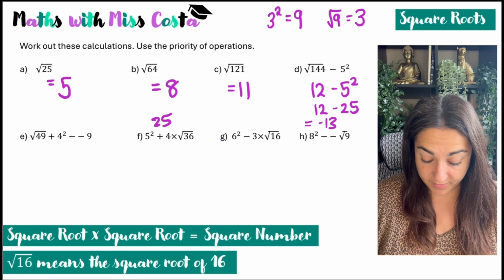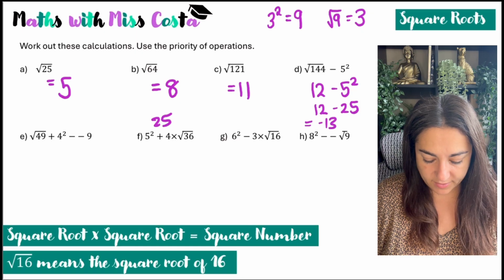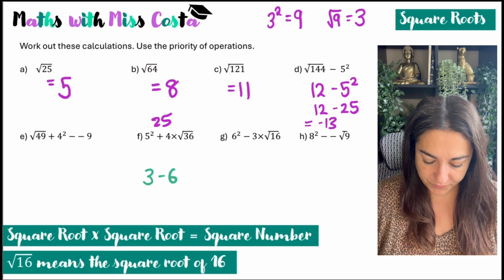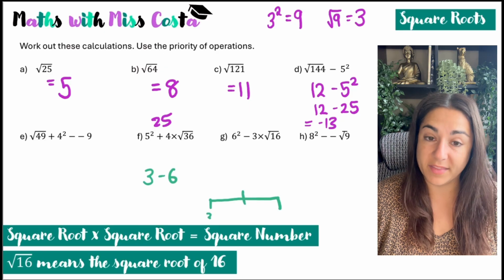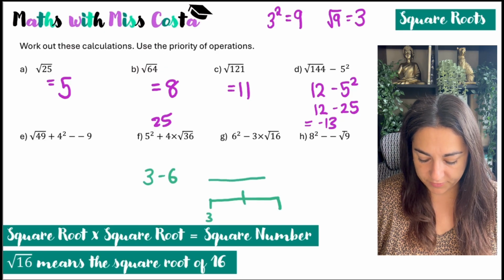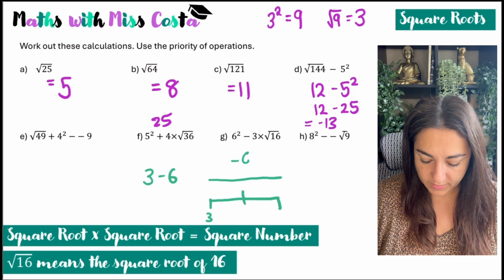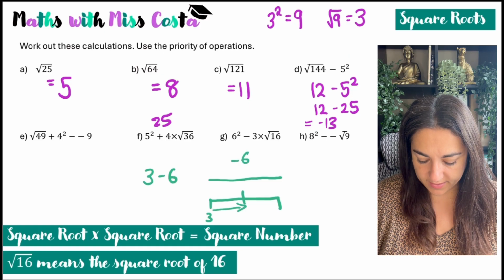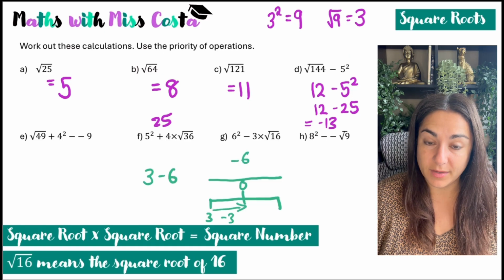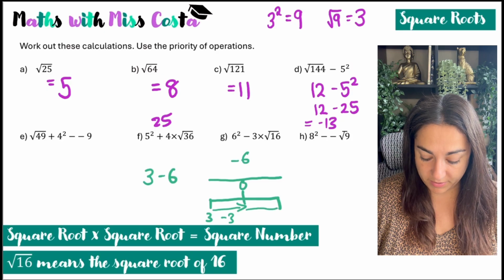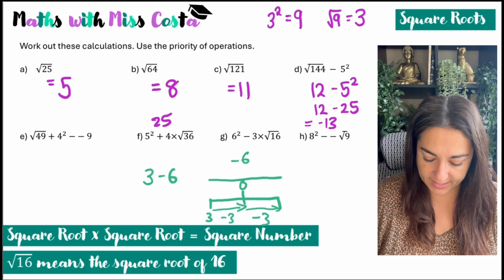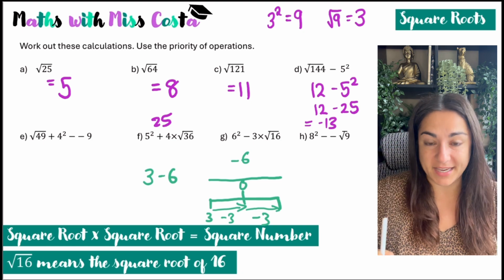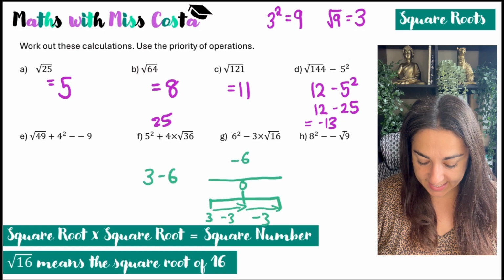So let's try and do another little explanation. So if I had 3 take away 6, okay, I've got 3 and I'm taking away 6, and I want to think about where the 0 line is. So I want to have a total of minus 6. So if I did 3 take away 3, that takes me to 0. And then 3 plus what gives me 6? Well, another 3. So I'm going to have to take away another 3. So from 0, if I'm at 0 and I'm taking away 3, I'm going to get to negative 3.